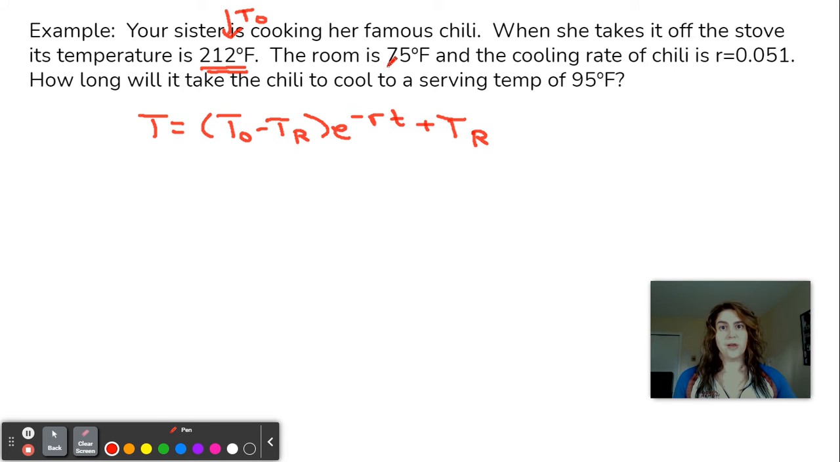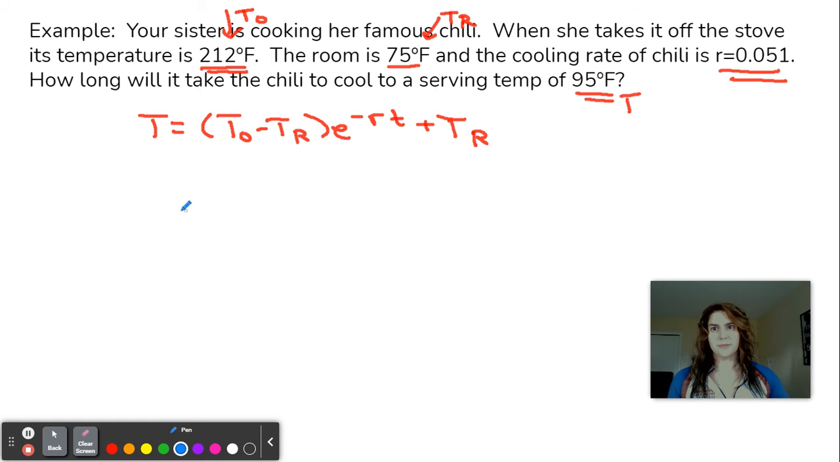Okay. So that's what it's starting at. She took it off the stove. The room is 75 degrees. So obviously that's your room temperature. The cooling rate, we got an R. Perfect. We want to know how long is it going to take the chili to cool off to a perfect serving temperature of 95 degrees. So that's going to be the temperature after the amount of time that it's been sitting out for. And we want to figure out the time, obviously. So we're going to fill in all those numbers. So T we said was 95.